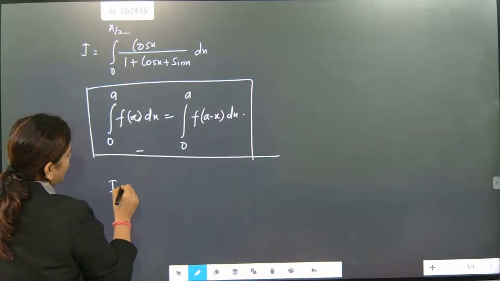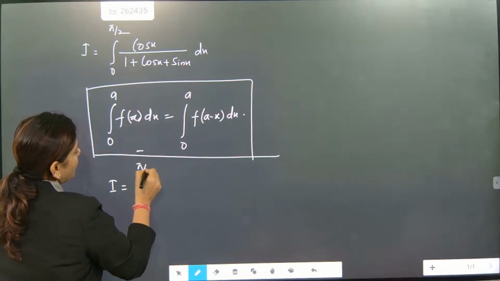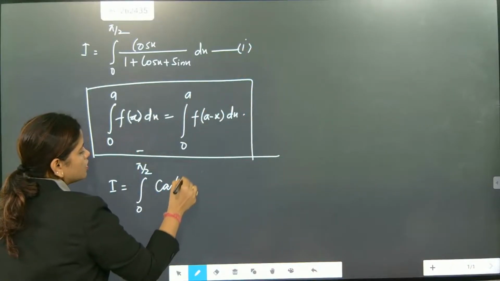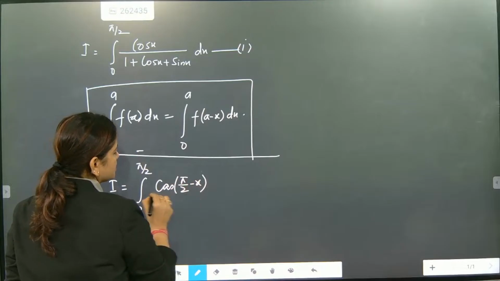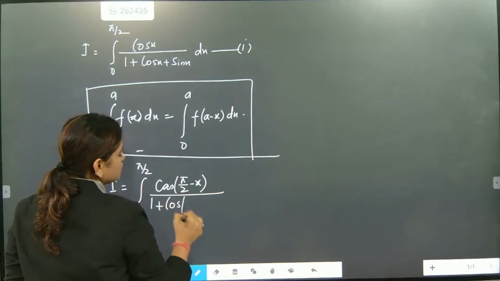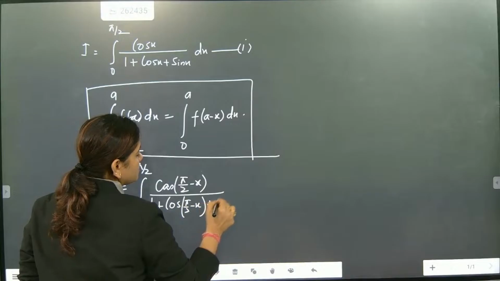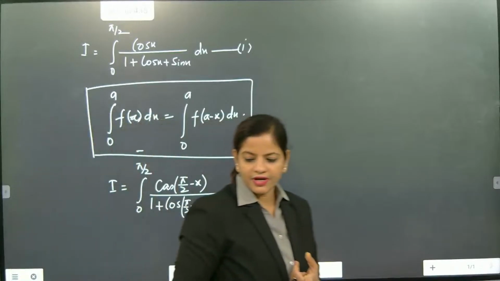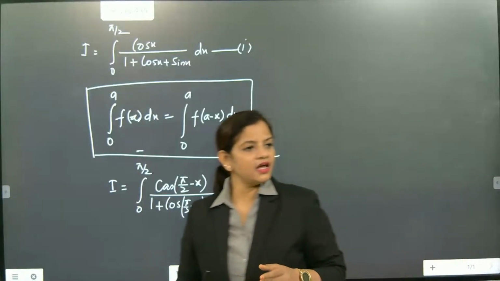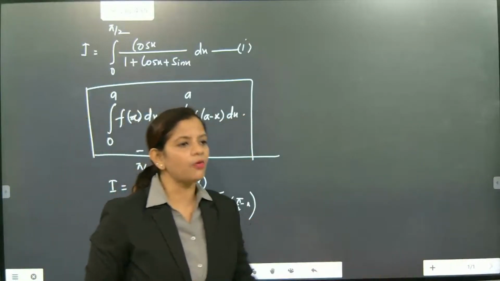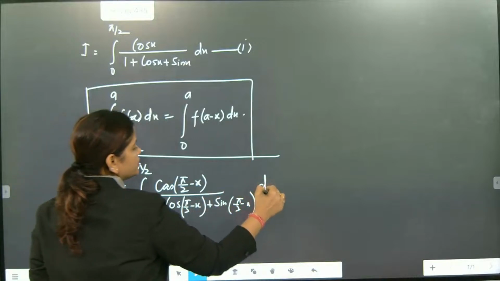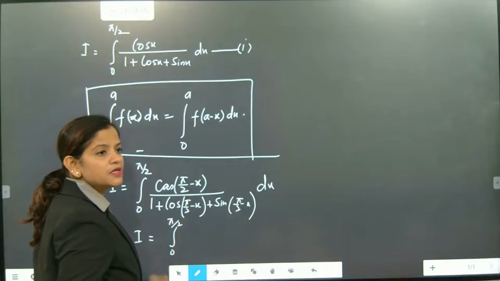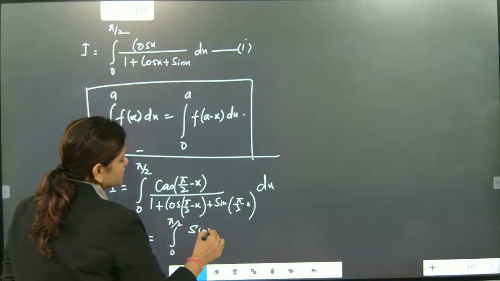So here it is coming as I is equal to integral 0 to pi by 2 of cos of (pi by 2 minus x) by 1 plus cos of (pi by 2 minus x) plus sin of (pi by 2 minus x). Take this as equation 1. You know, cos and sine are complementary. So since cos and sine are complementary, what will happen? Here I will be equal to integral 0 to pi by 2, and cos will become sine, so here it will become sin x.